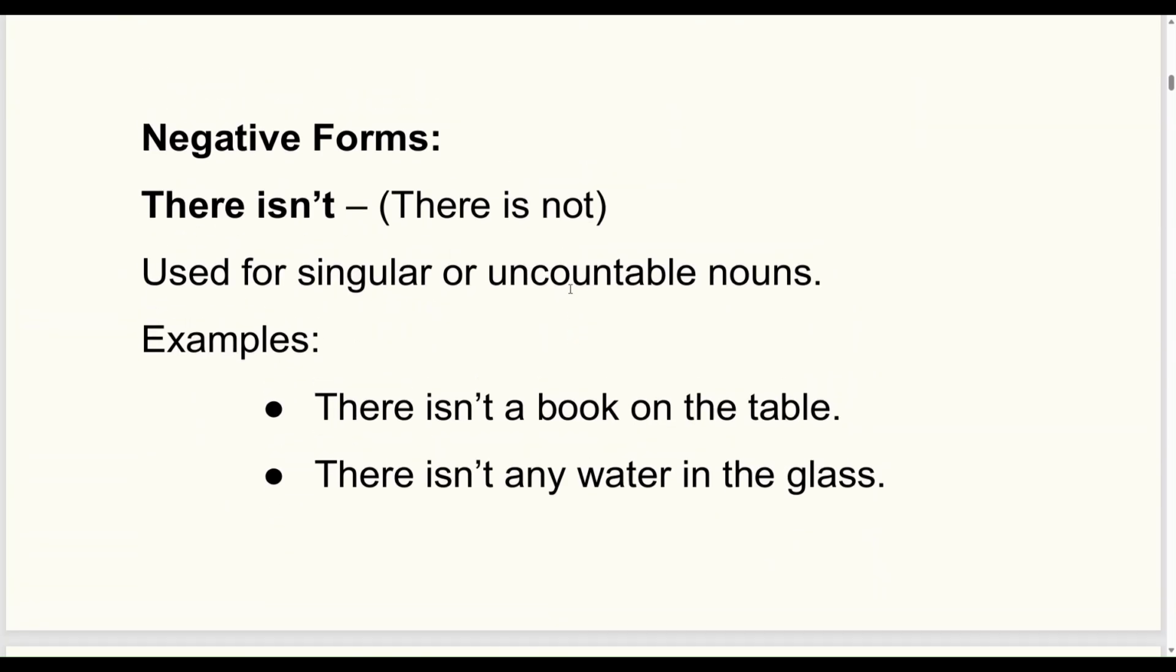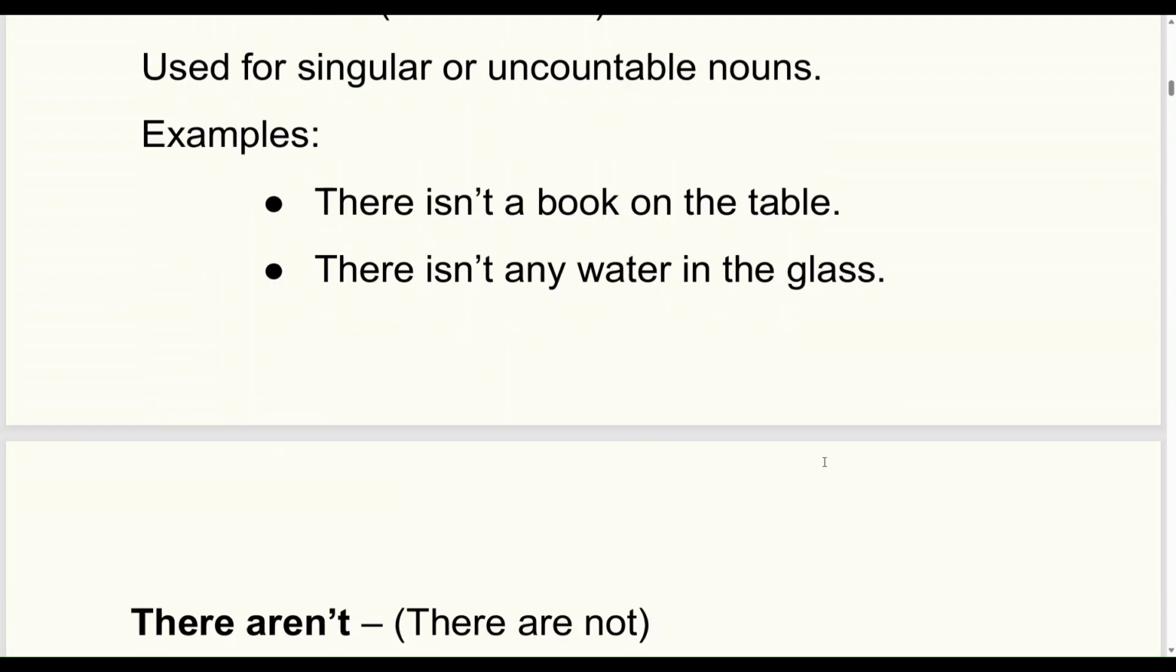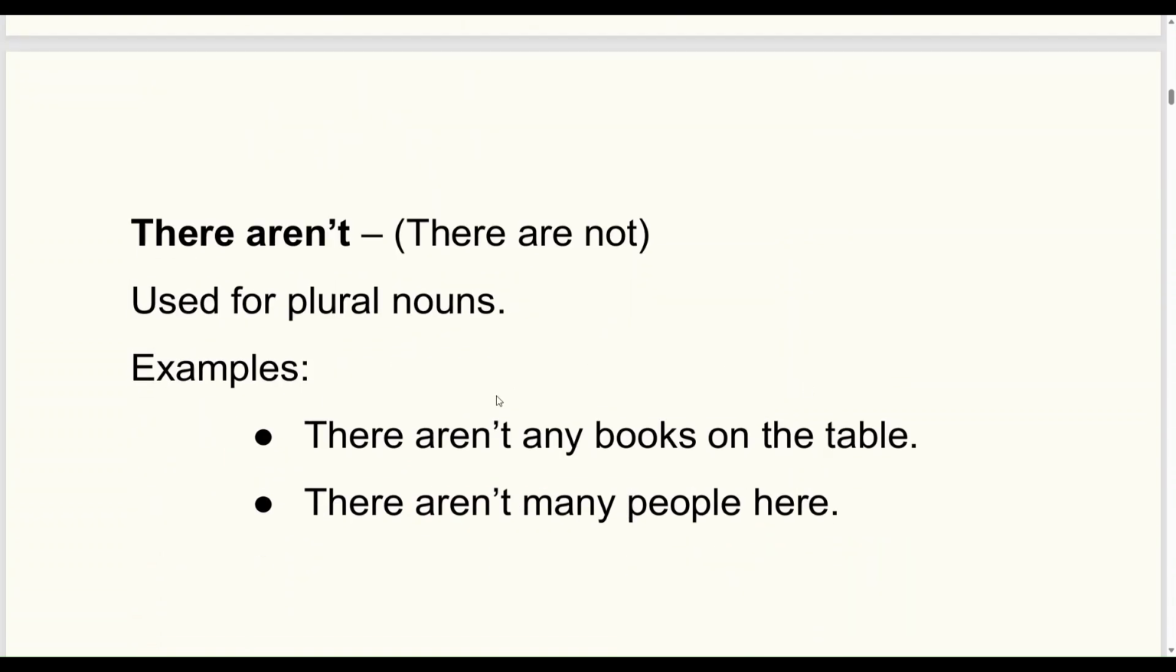For negative, we use there isn't. There isn't a book on the table. There isn't any water in the glass. For plural negative, we use there aren't. There aren't any books on the table. There aren't many people here.